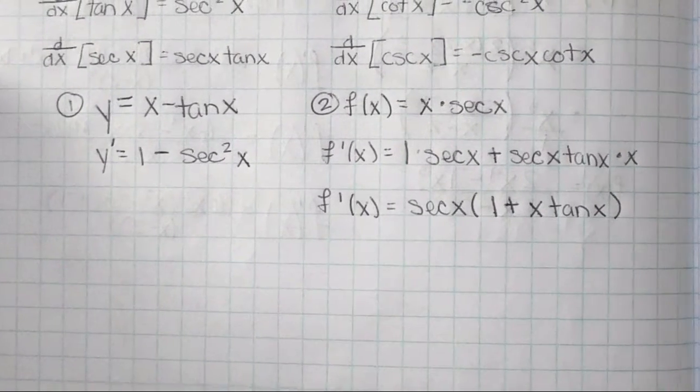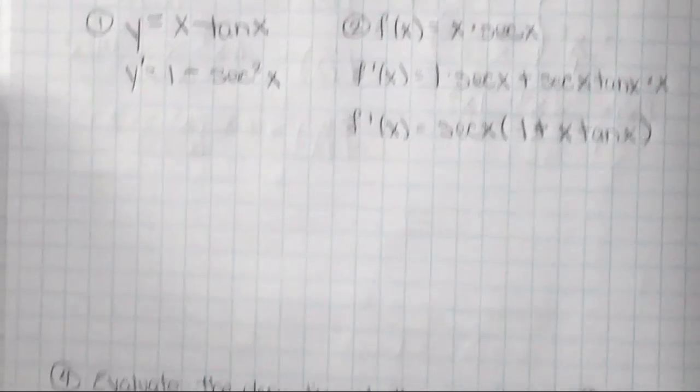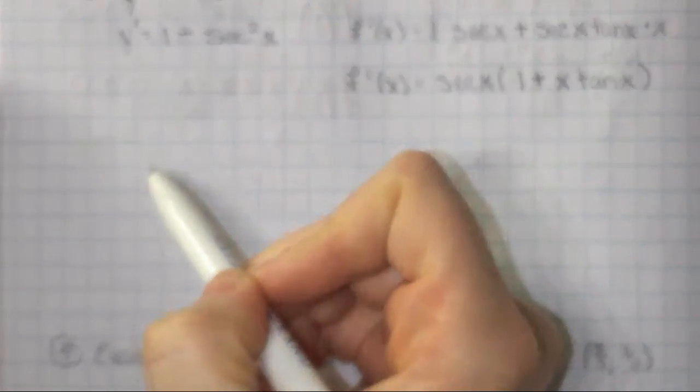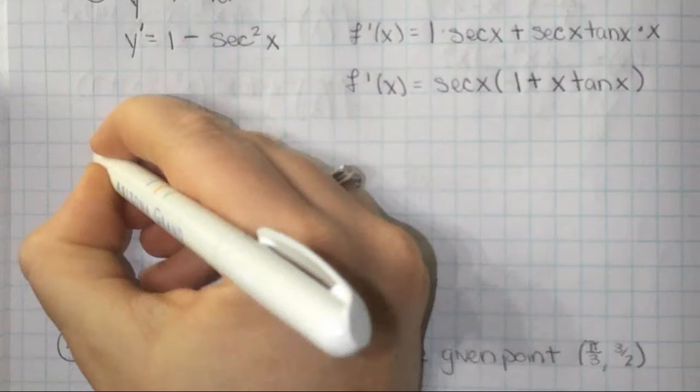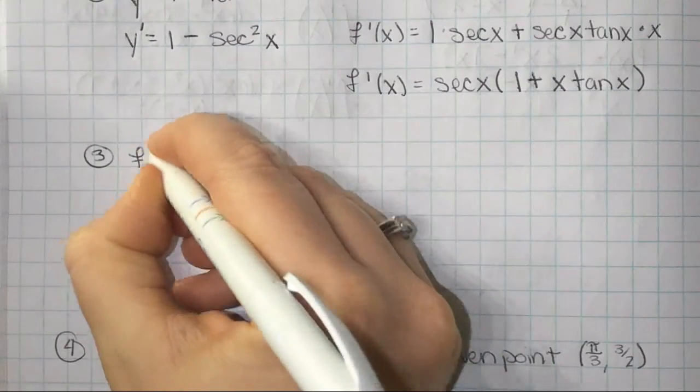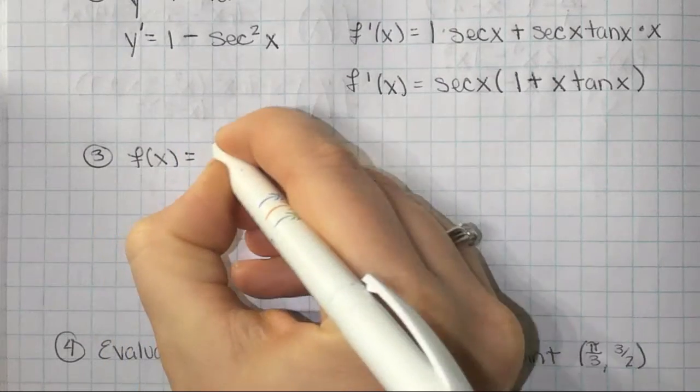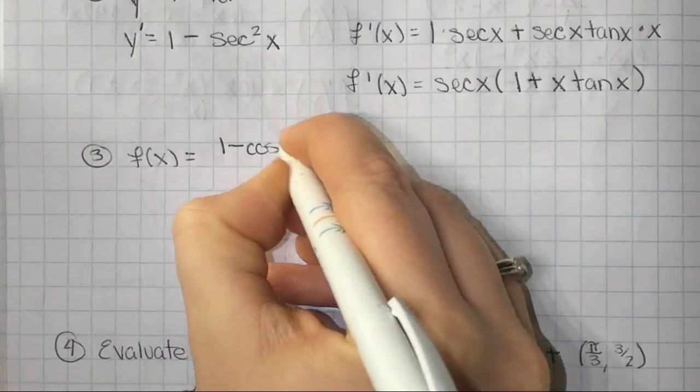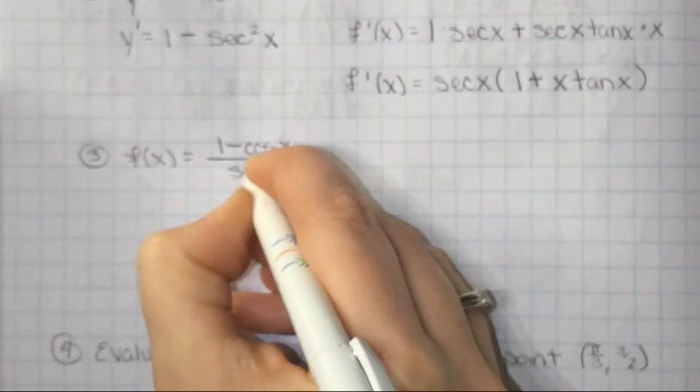All right, guys, and let's look at example 3. And then I do have another example 4 that's a little bit lengthier. So for 3, let's say f of x is equal to 1 minus cosine x all over sine x.